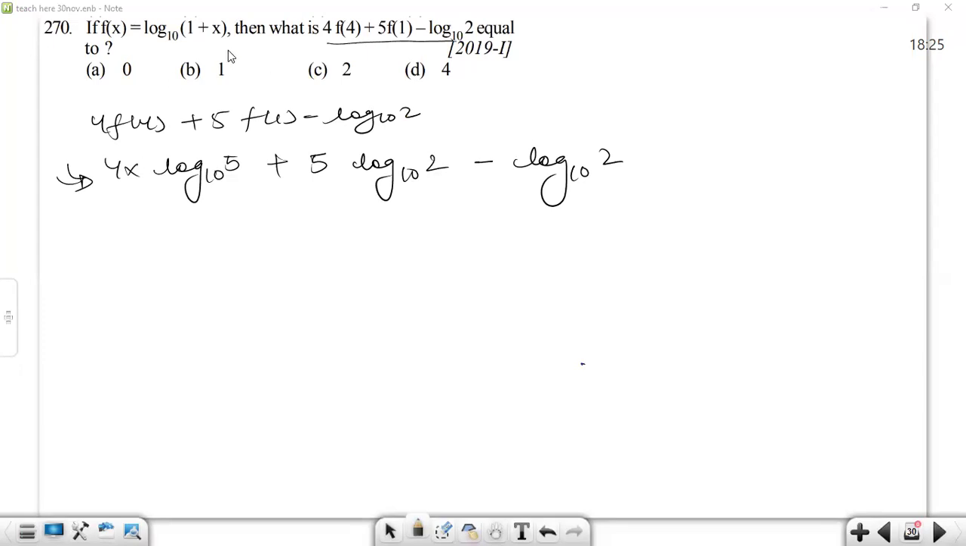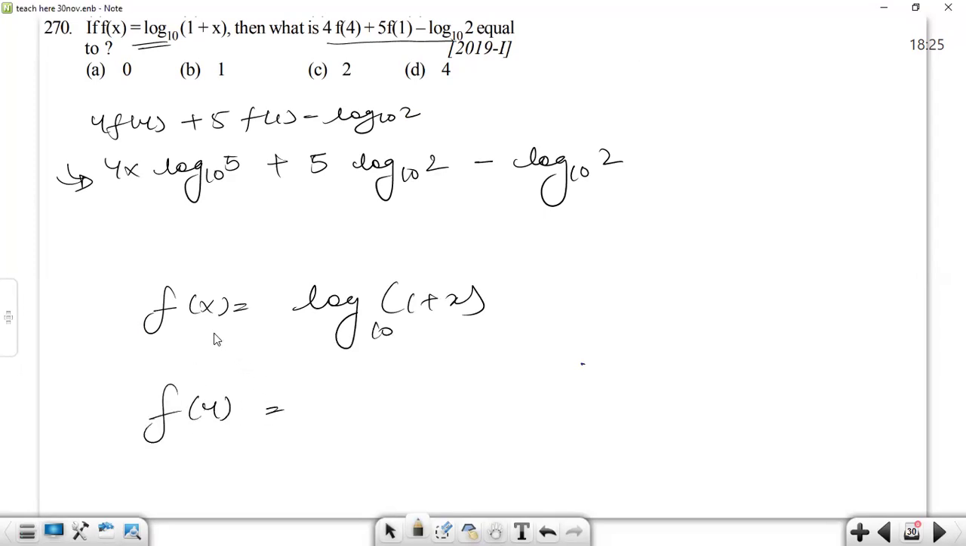Okay. So this is the function which is given to us: logarithm of 1 plus x to the base 10. Now for finding f of 4, we are inputting 4 as the variable, x equals 4. So we are going to replace x with 4. Logarithm of 1 plus x is what? 4. So logarithm of 5 to the base 10. This is how I have written f of 4 equals this. Now clear? Yes, sir. Okay.